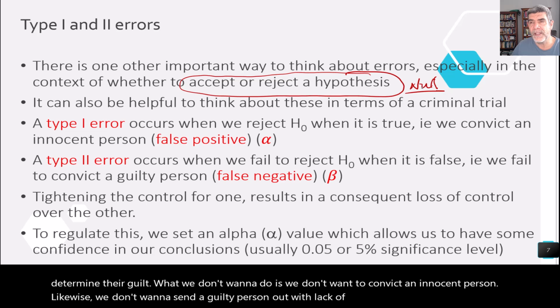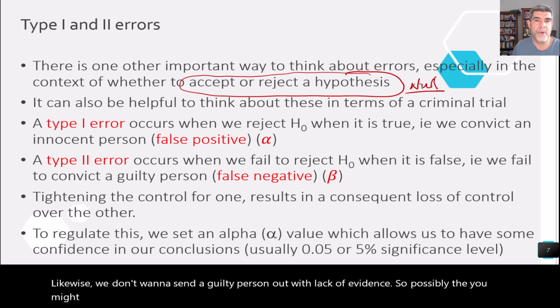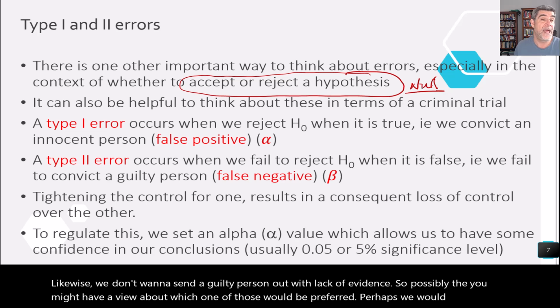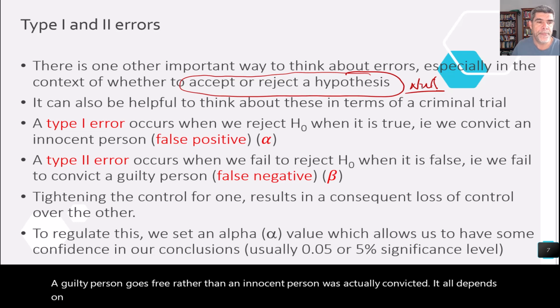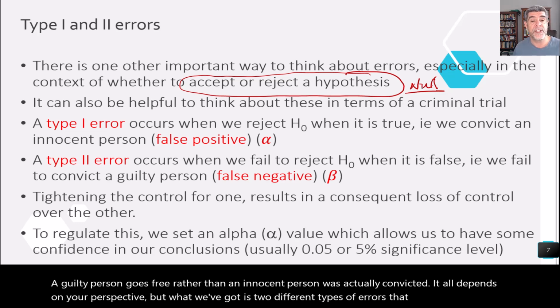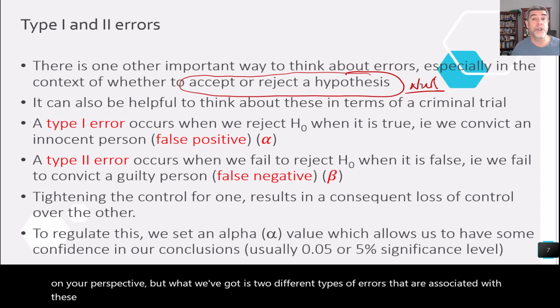So possibly you might have a view about which one of those would be preferred. Perhaps we would prefer that a guilty person goes free rather than an innocent person being convicted. It all depends on your perspective. But what we've got is two different types of errors that are associated with these two false conclusions, if you like.